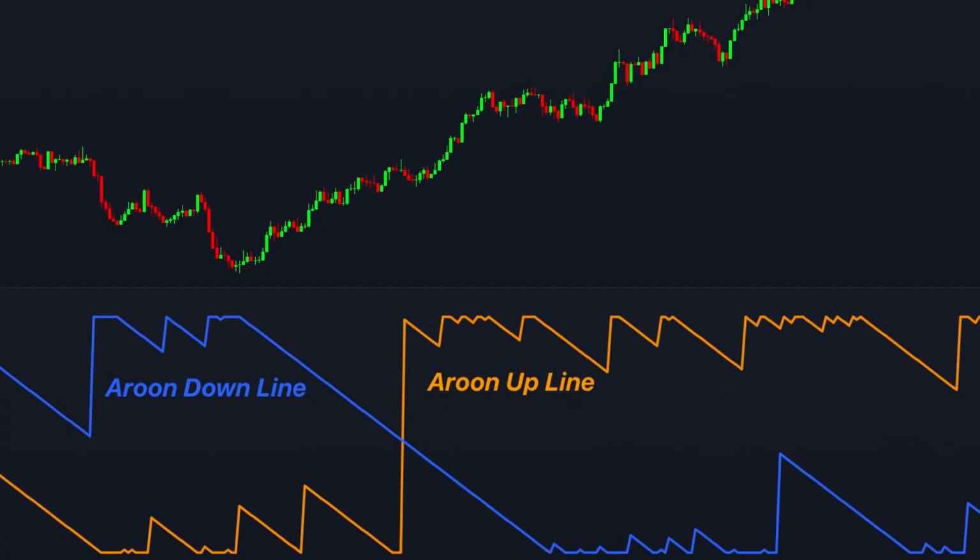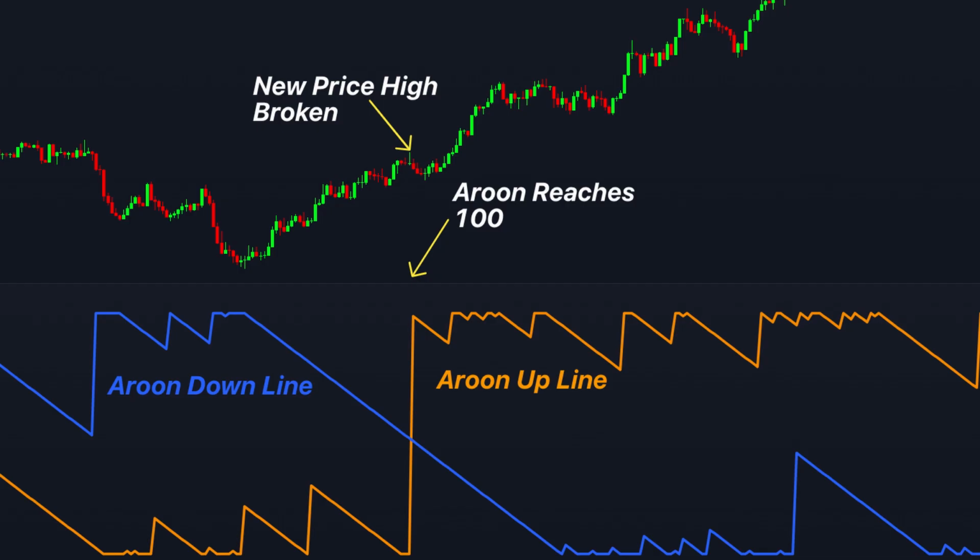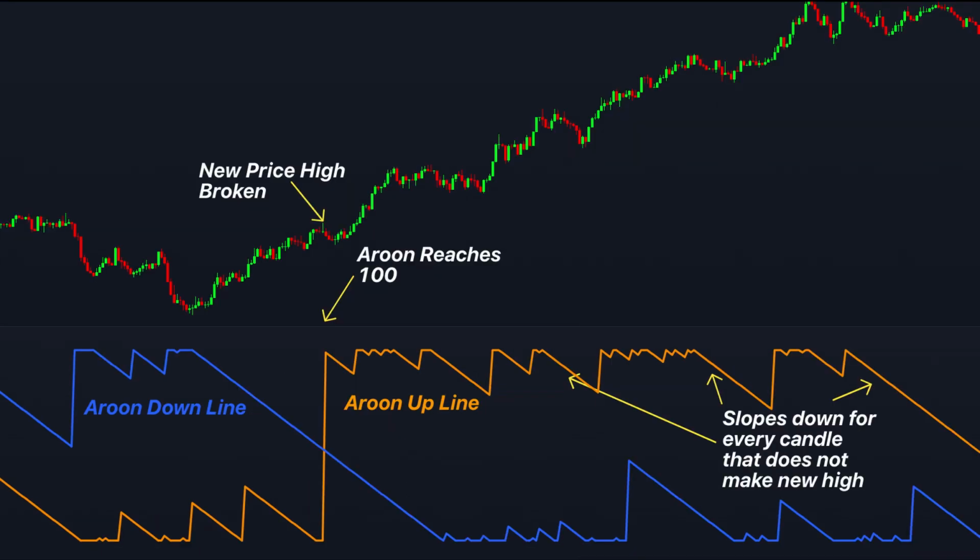If the orange line reaches 100 on the indicator, we have just broken a new high within the length window of the indicator. You won't see the indicator sit at 100 for long periods of time, because even in a trend, every single candle does not make a new high. In an uptrend, you'll see the orange line start to slope downward for every candle that passes without a new high being broken. The idea is that if price is not going very long without making a new high, the orange line will stay at the top of the indicator.